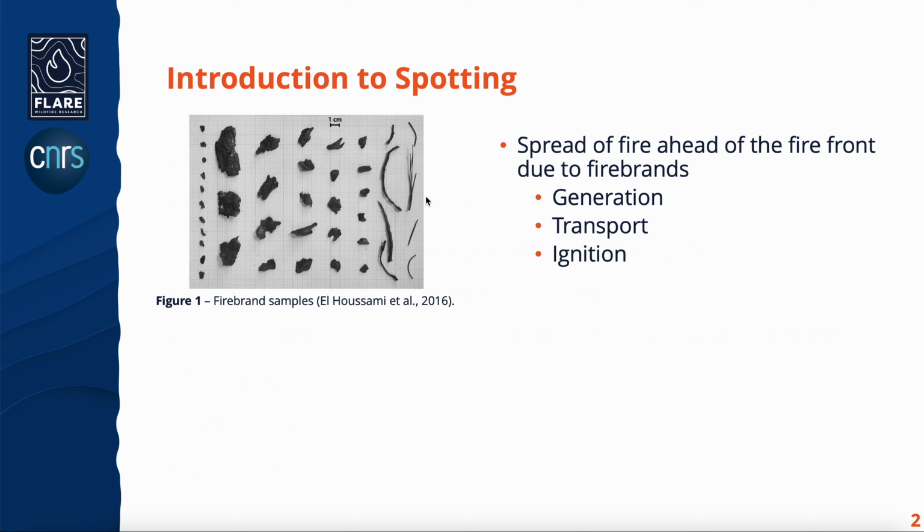So you might already know that spotting is the spread of fire ahead of the fire front due to firebrands. Firebrands are small pieces of vegetation, that you see here in this picture, that are coming from the bark or from twigs. They are coming in different sizes, shapes, etc. And so spotting comprises the generation of firebrands, the transport at different distances, and also the possible ignition of the fuel bed once the firebrand is landing onto the fuel bed.